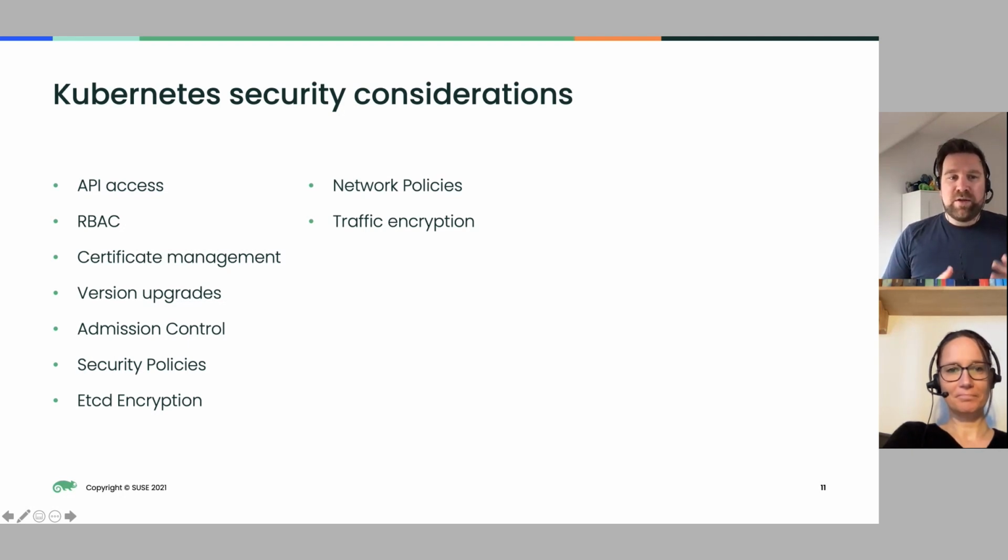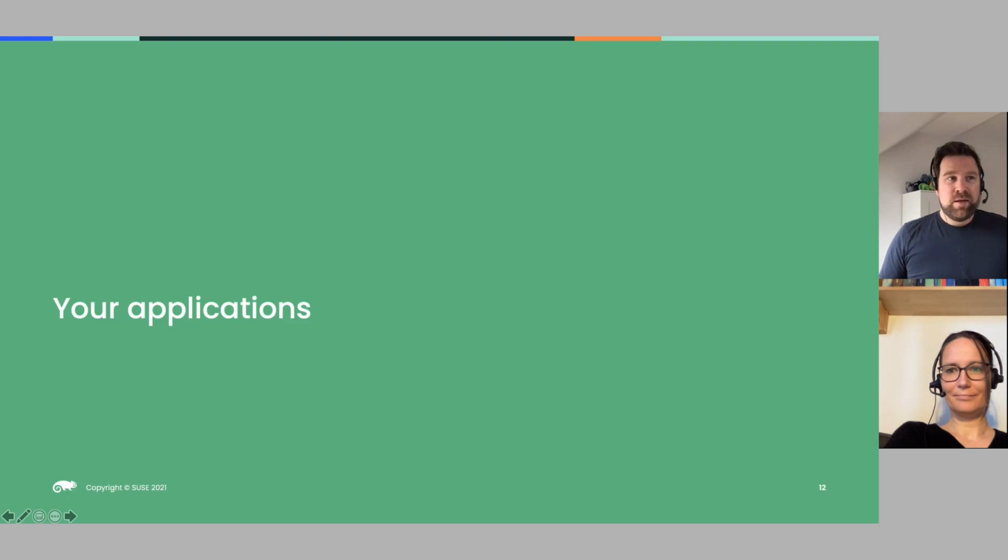How do you configure security network policies to also restrict what applications and containers inside of the cluster can do during runtime? And how do you do encryption, both of the traffic and also of the Kubernetes database and maybe even of your persistent storage at rest? But it's not only about the Kubernetes cluster itself, it's also about your applications.